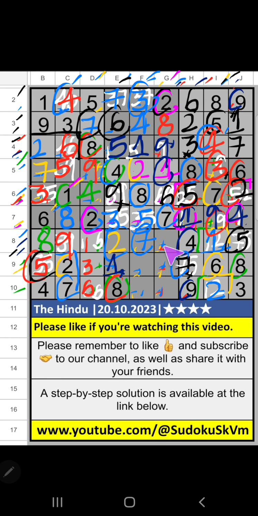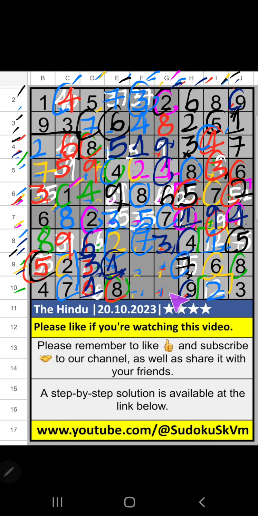Then 8th row 2 numbers are remaining, 3 and 6, column G we have 6, so 6 can't come in the cell, 6 is confirmed here, then 3 is here. Then 7th grade 2 numbers are remaining, 3 and 1, 9th row we have 1, so 1 can't come in the cell, 1 is confirmed here, then 3 is here.